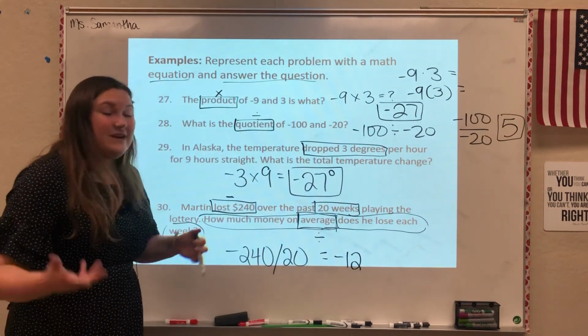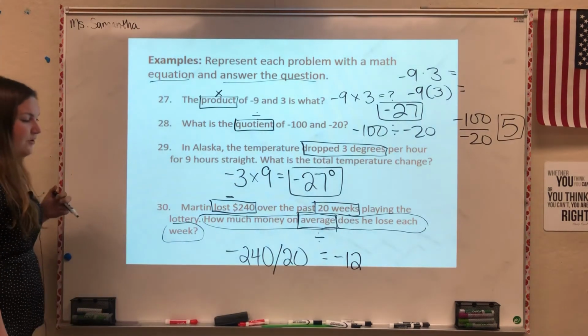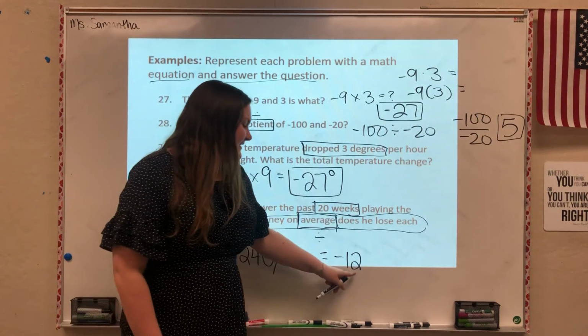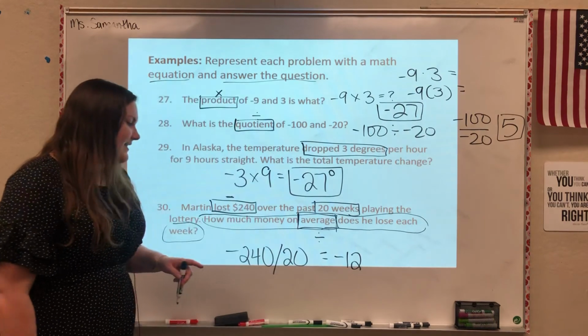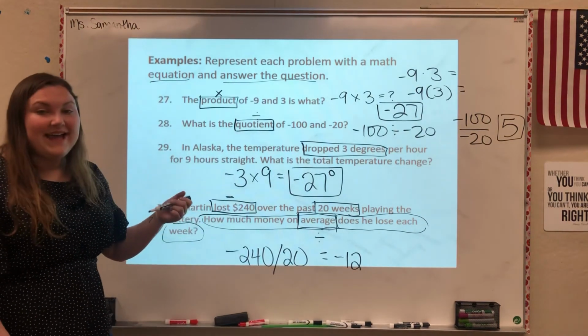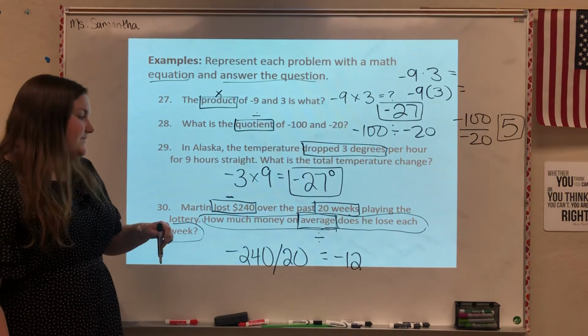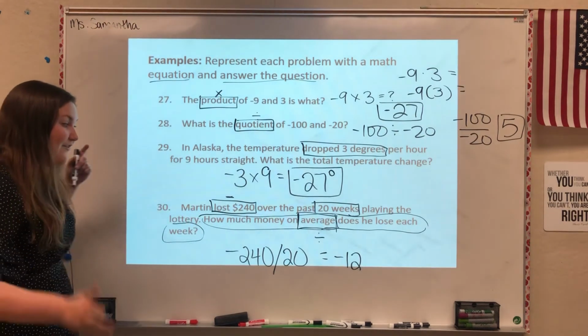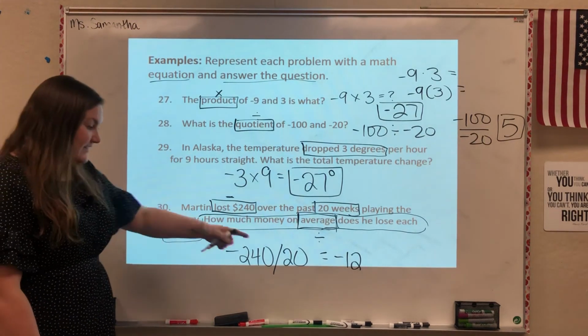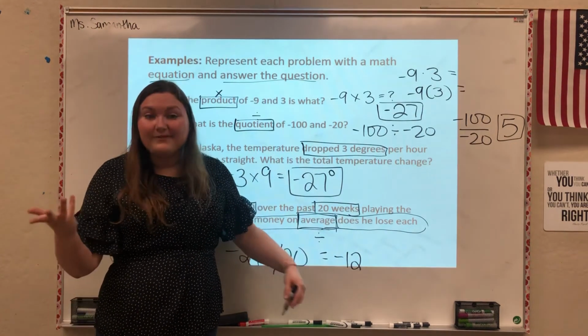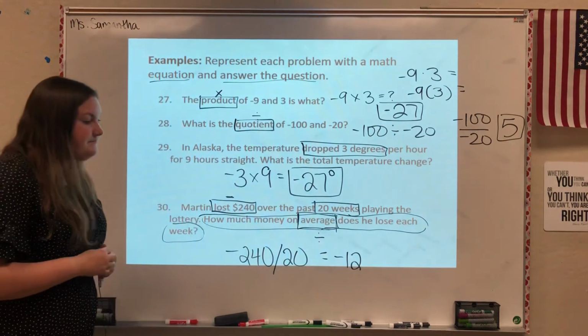It's going to give you -12. Now, what does -12 represent? Well, it represents the money every week. It's negative to show that it's money he's losing. So the question is, how much money on average does he lose each week? This is telling me he's losing $12 every week.